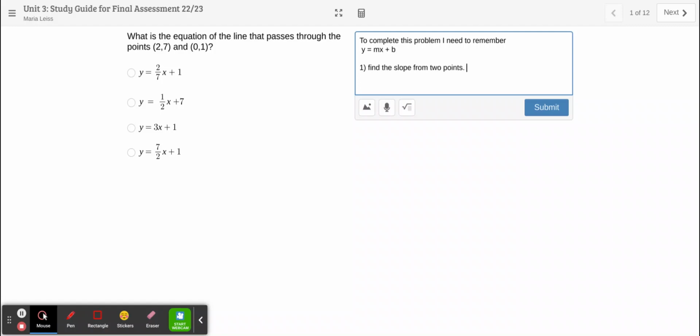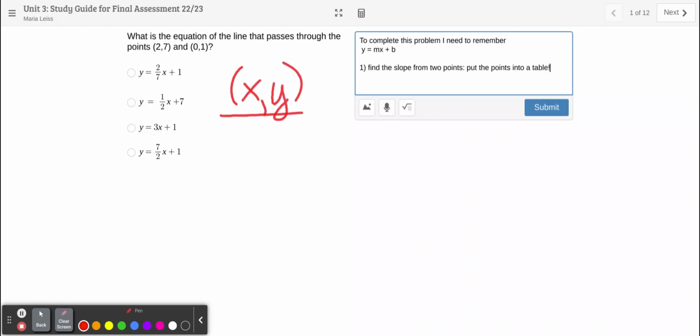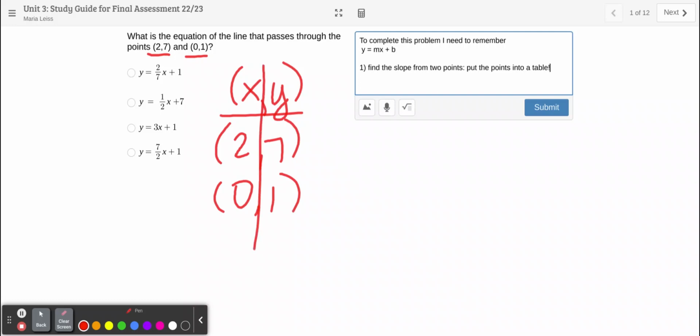So I need to find the slope from 2 points. And here's what you do to find the slope from 2 points. You put the points into a table. I'm going to show you how to do that. So what I do is I'm going to go ahead and make an X and a Y. And then underneath that, I'm going to stack these 2 points. I'm going to say 2, 7, and then I'm going to say 0, 1. Guess what? There's my table.